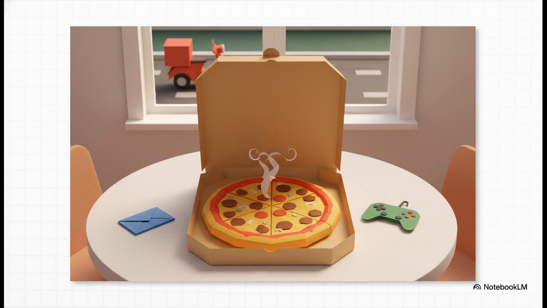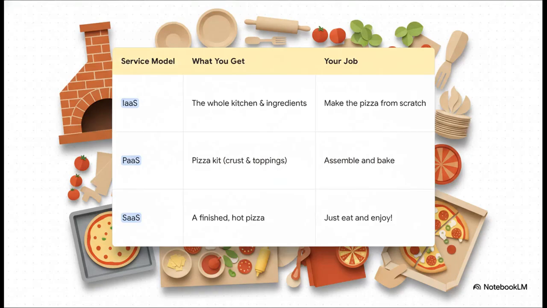And finally, we have the easiest one of all, pizza delivered. This is called SaaS, or Software as a Service. You don't do any work at all. You just say, I want a pizza, and a delicious, hot pizza shows up right at your door, ready to eat. This is just like using an app like Gmail or playing an online game. It just works. So let's put it all together real quick. As you can see here, IaaS gives you the whole kitchen, PaaS gives you a pizza kit, and SaaS just brings you a finished pizza. It's all about deciding how much of the work you want to do yourself.